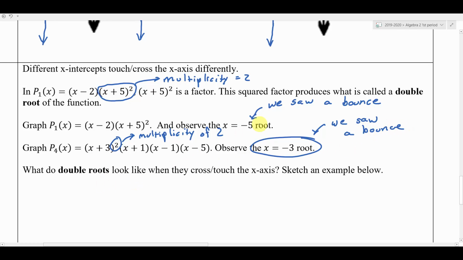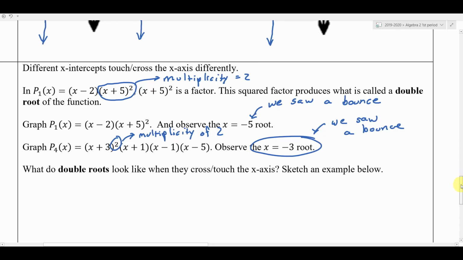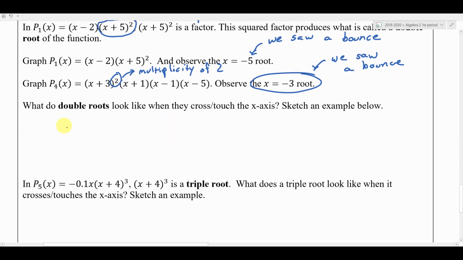Okay. All right, and this is where they kind of want you to make that observation. What did you notice? What do double roots look like when they cross or touch the x-axis? They bounce. When the multiplicity is even. Right, and they want us to sketch an example of this below.